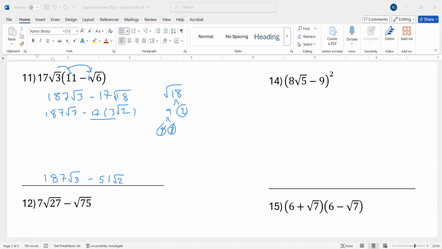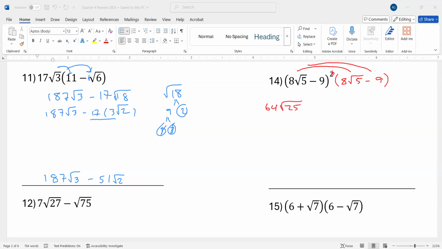That's as far as I can go. All right, next one. The squared means I'm doing this thing again. So 8 radical 5 minus 9. And I'm going to do the box method or FOIL again. So last time I did the box, so I'll FOIL this time. 8 times 8 is 64. But radical 5 times radical 5 is radical 25.